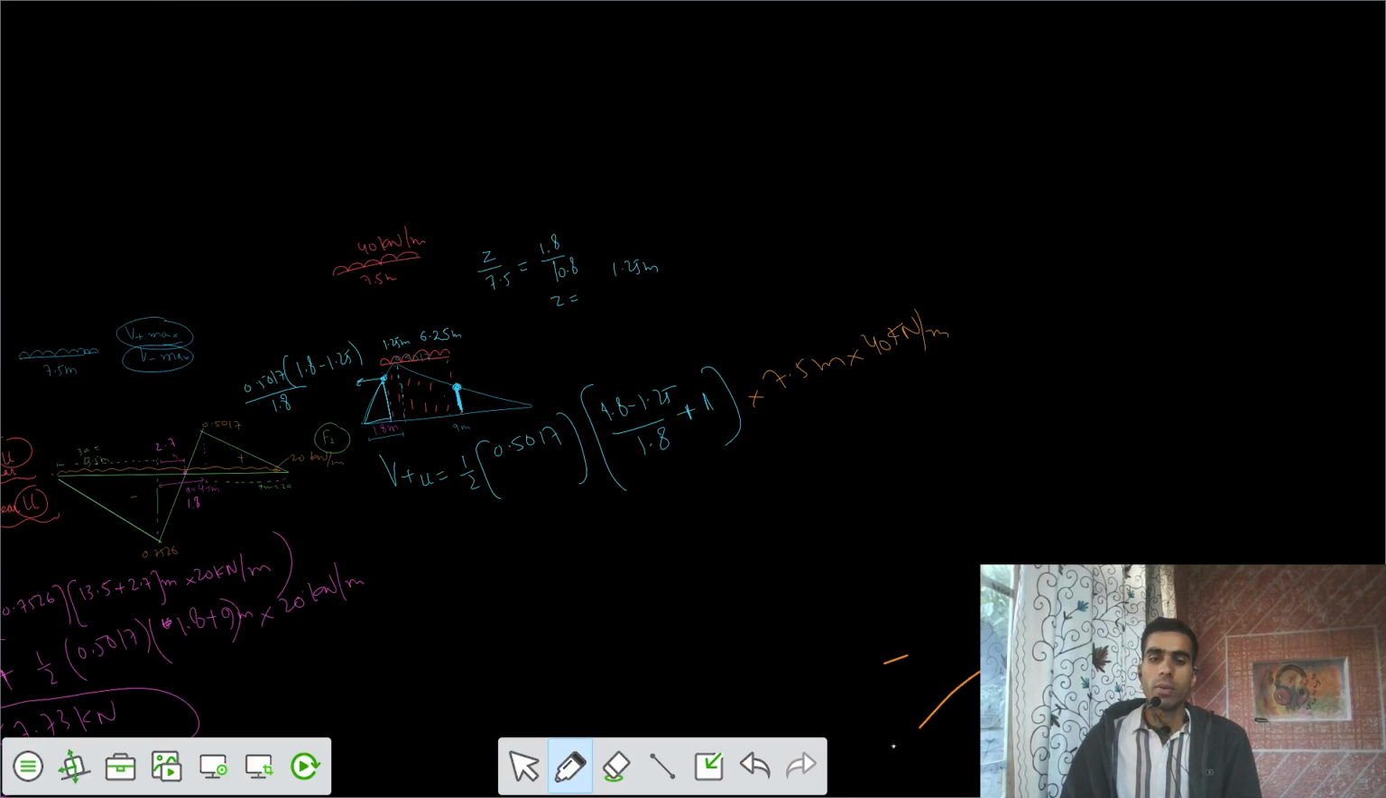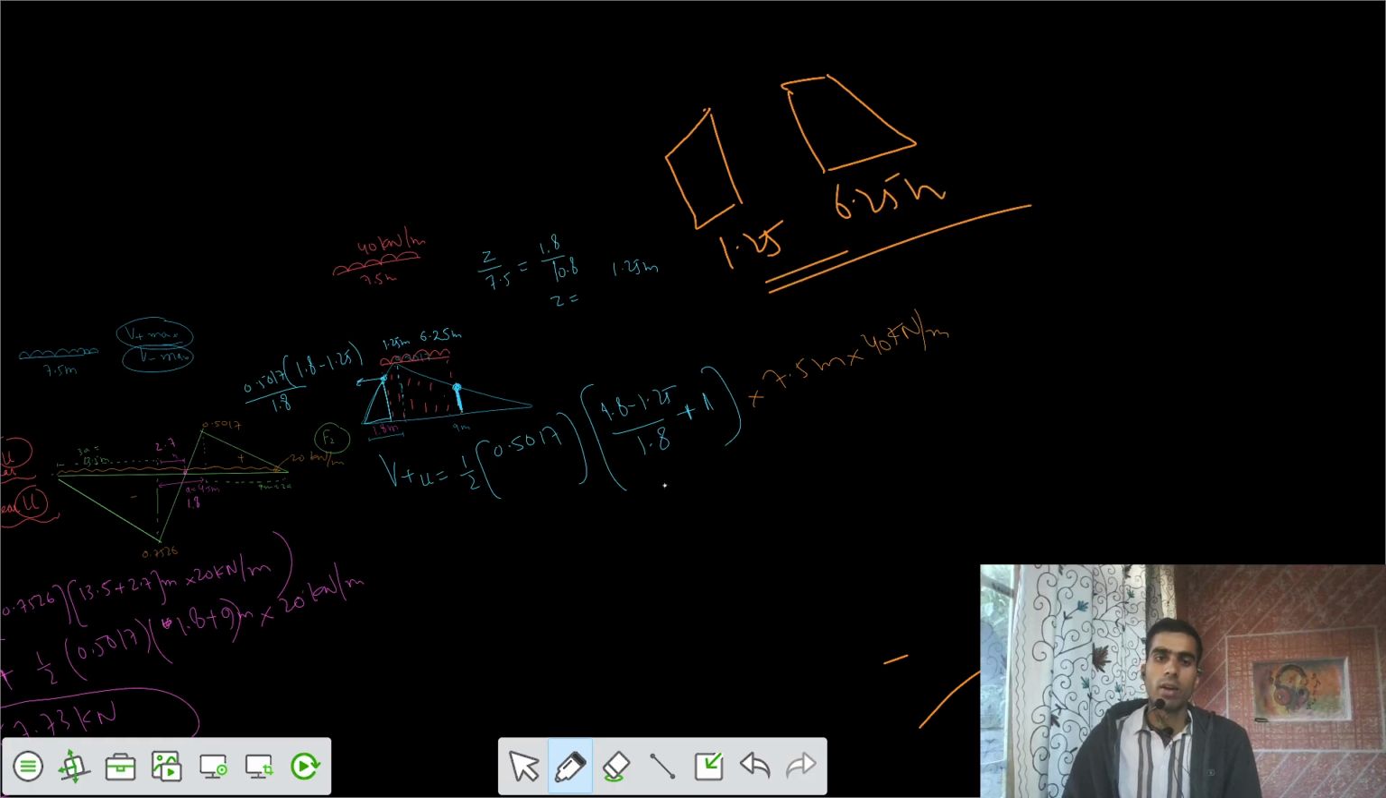Or you can do it separately also. You can verify that if you try to solve it separately for this length of 1.25, and this length of 6.25 meter, you can also get the same value. So that equals V positive because of live load, that's 98.26 kilonewton positive.